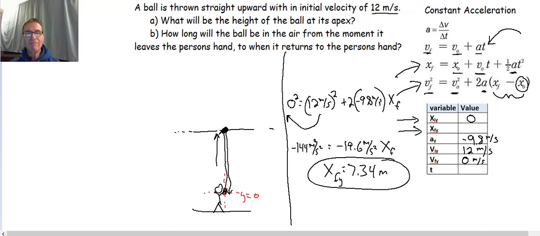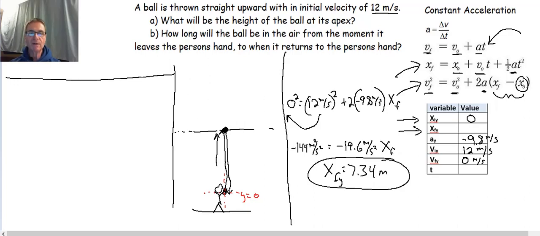Now part B is a different question, almost a whole different problem. Part B says, and I'm going to do these calculations over here, how long will the ball be in the air from the moment it leaves the person's hand to when it returns to the person's hand? So I'm starting out here again. I'll draw this line in light blue. It's going to go up to this point and come back down to this point over here. My table values are going to be a little different, so I'll draw them in blue to differentiate from the first problem.